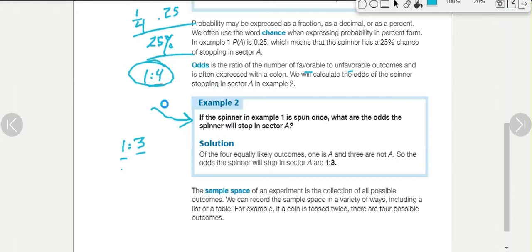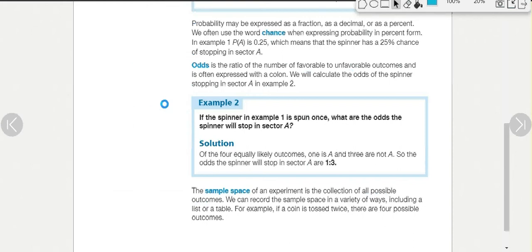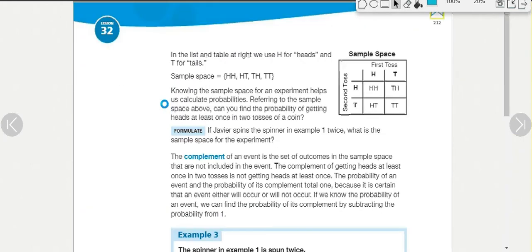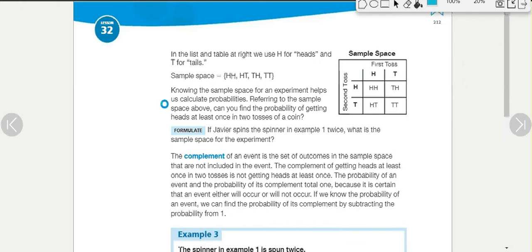Sample space is a collection of all possible outcomes. We can record it in a variety of ways. Lists, tables, like this one. Looks like what we call in science a Punnett square, where, okay, we're flipping a coin twice. First toss could be heads or tails. Then we make a table with the up and down being second toss being heads or tails. And then you combine options. You can either have a heads heads, a heads tails, a tails heads, or tails tails. And it shows there's 4 ways that these 2 tosses could go. Sample space abbreviated that way.